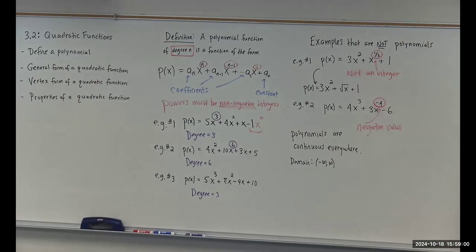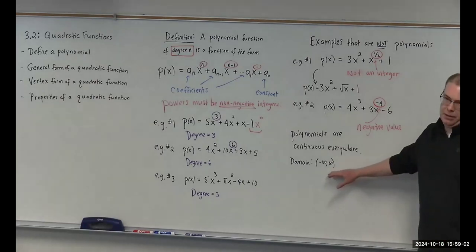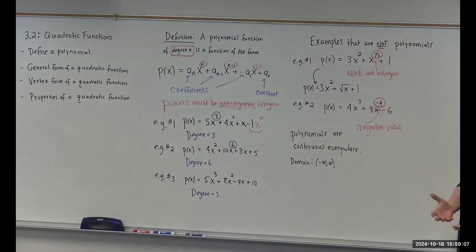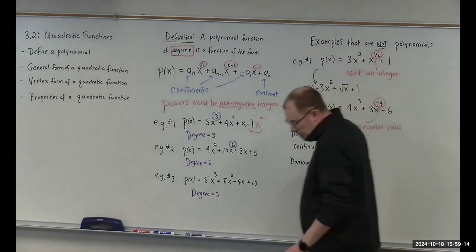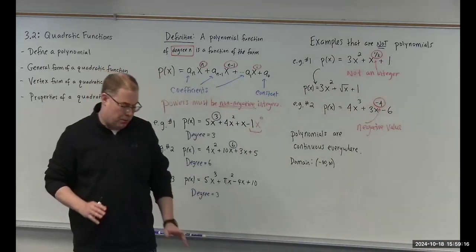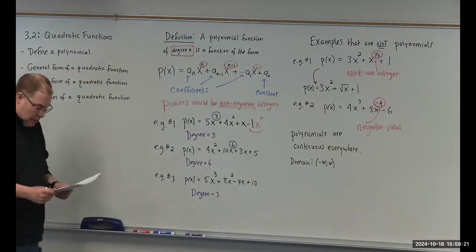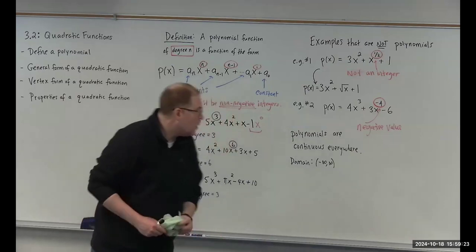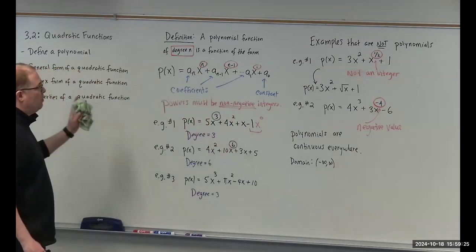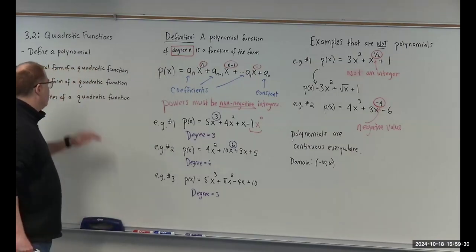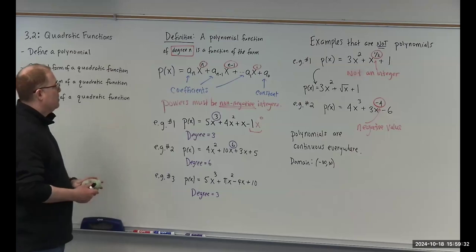All right, range will depend. The range will depend on the degree, on the type of polynomial, basically. But the domain is always all real numbers, which is a very nice property to have. So now that we've defined what a polynomial function is, we're going to look at quadratic functions.